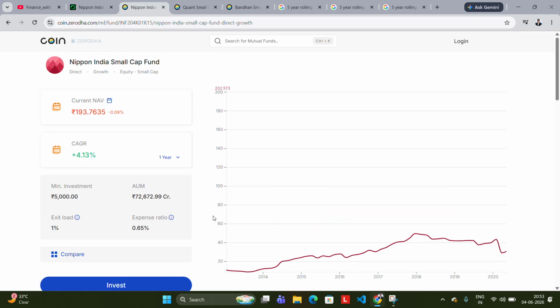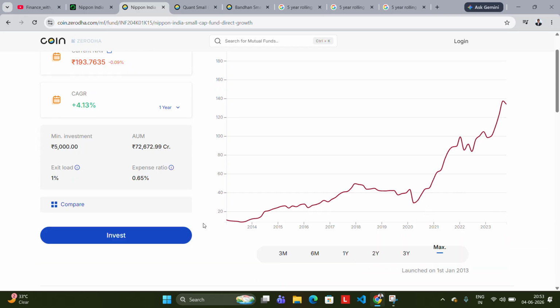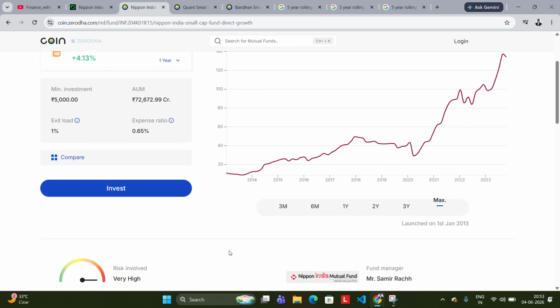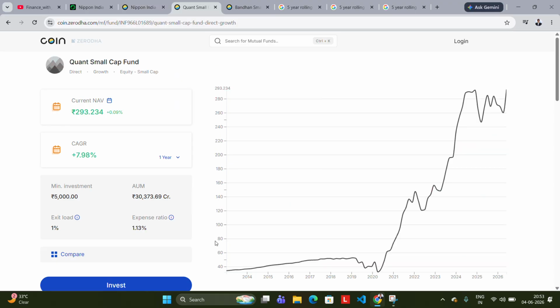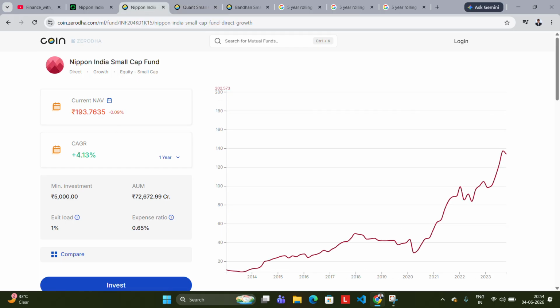So yeah, we can also see the fund manager here. Let's go with the Quant one. Here, as you can see, the 1 year return is 4%, but we should not look at 1 year. We should look at the standard deviation, that is, how much it varies. In 2 years it was around 4.54% because the markets have been falling for the last 1.5 years.